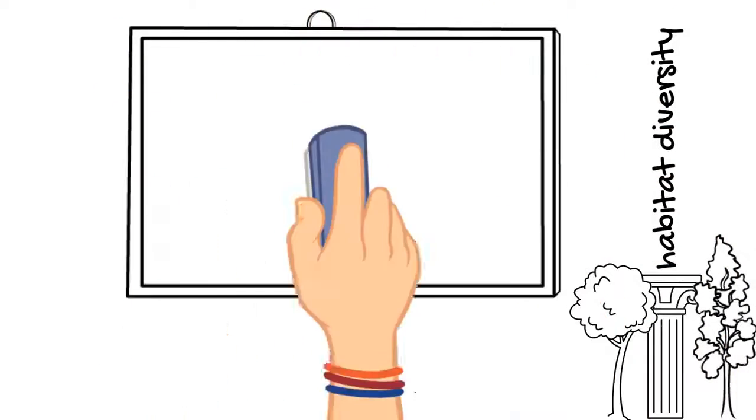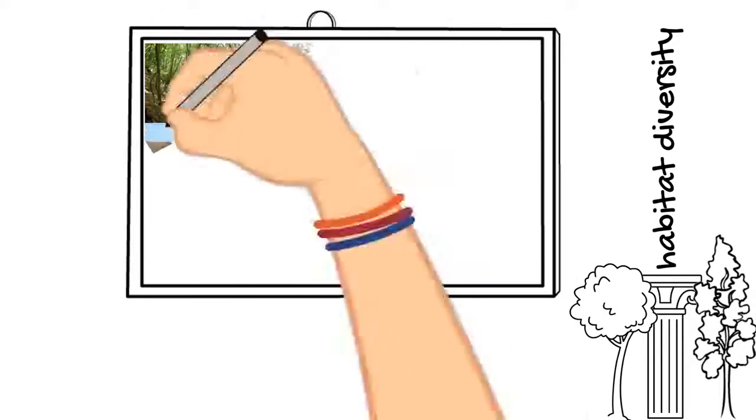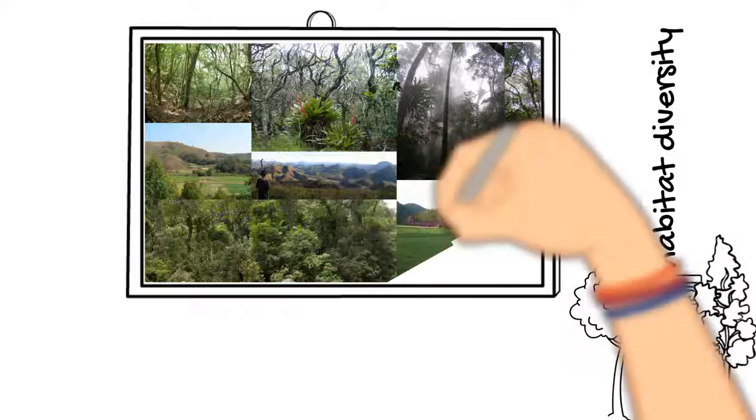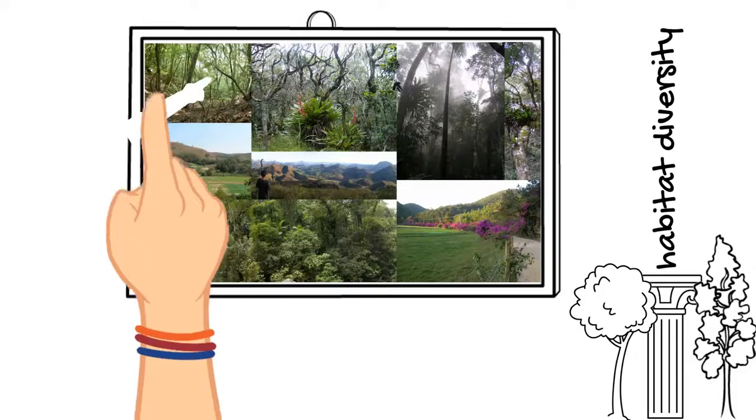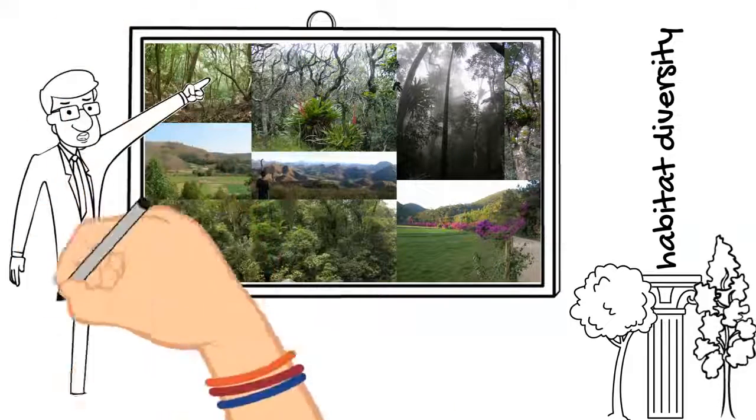Here are impressions of the Atlantic rainforest in southeastern Brazil. And although spatially they are relatively close to one another, there are quite obvious differences. That's also a part of biodiversity.